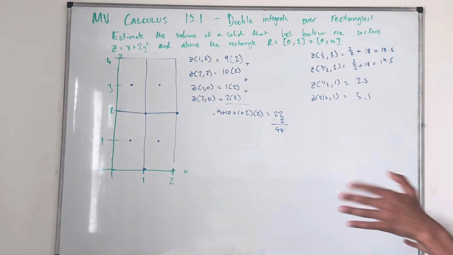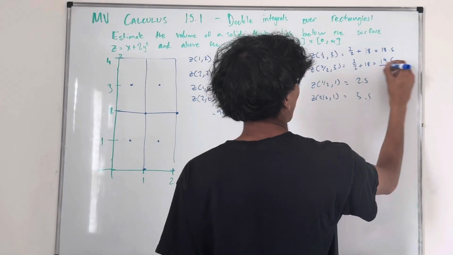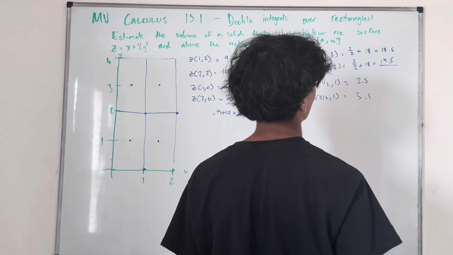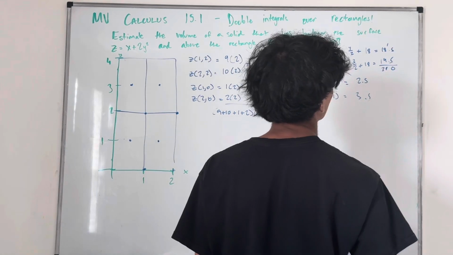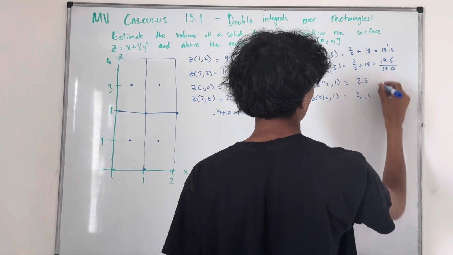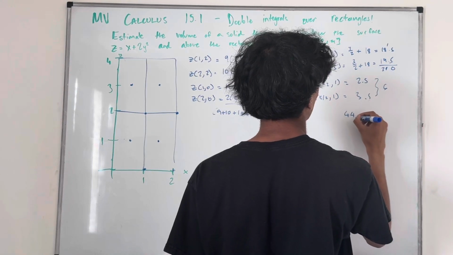Please comment if I've done any of the math wrong. But I'm going to add this up now. So 18.5 plus 19.5 is going to be, I believe, 38. Yep, 38 seems right. And then this will be 6. So 38 plus 6 is 44.